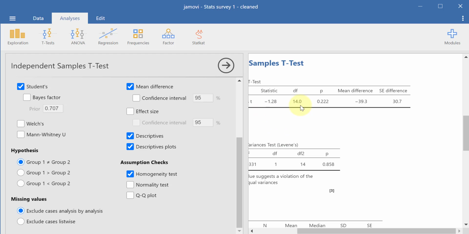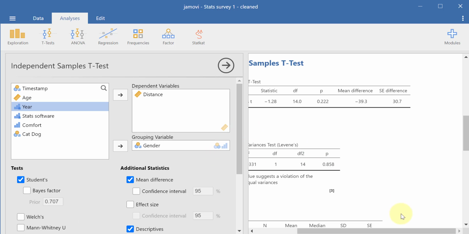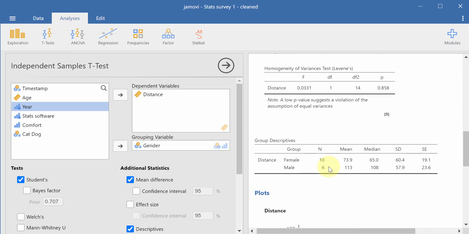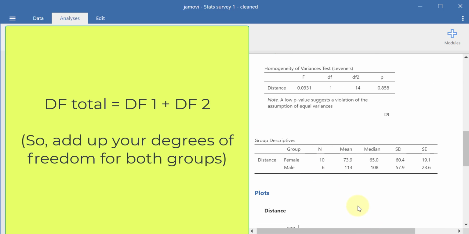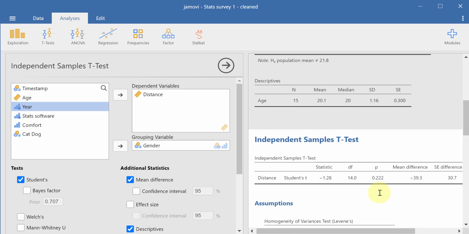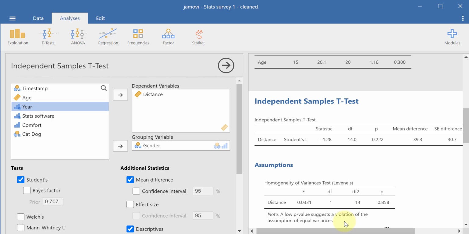It gives me how many degrees of freedom there are total. So this is including both males and females. In this case, we can look down, we have 16 people total, and basically if we add up the degrees of freedom for females, which is 9, plus 5 for males, then we get degrees of freedom that equals 14.